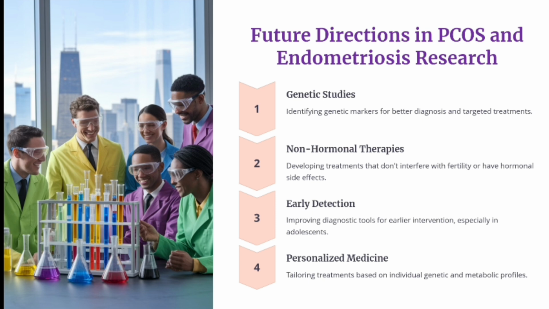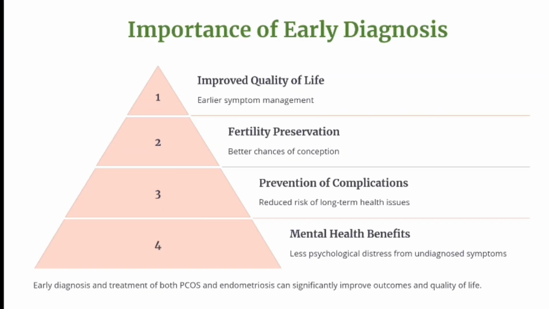Importance of early diagnosis. Early detection of PCOS and endometriosis can prevent long-term complications like infertility, metabolic disorders, and severe pain. Tracking symptoms, seeking medical advice, and getting regular checkups are key to better health outcomes.